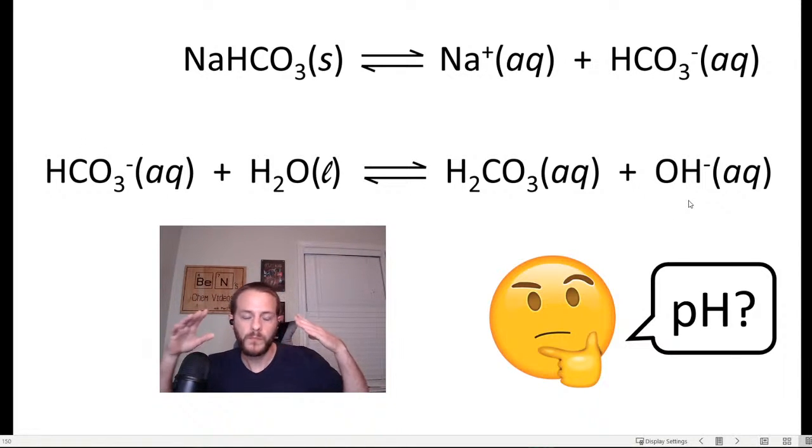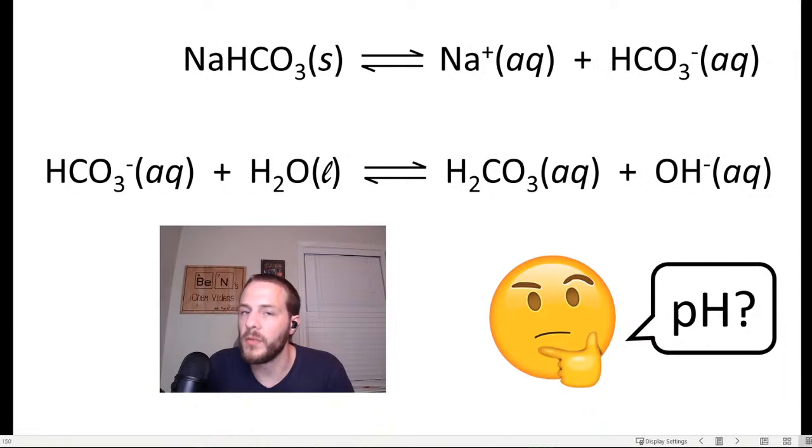And so if we have a sodium bicarbonate solution, and we know that these two processes are happening, right? The sodium bicarbonate dissociates, and then following that, you have the bicarbonate ion acting as a base. Well, we would expect the pH in this case to be greater than 7. We would expect this to be a basic solution. Why? Because the anion of our salt is behaving as a base.